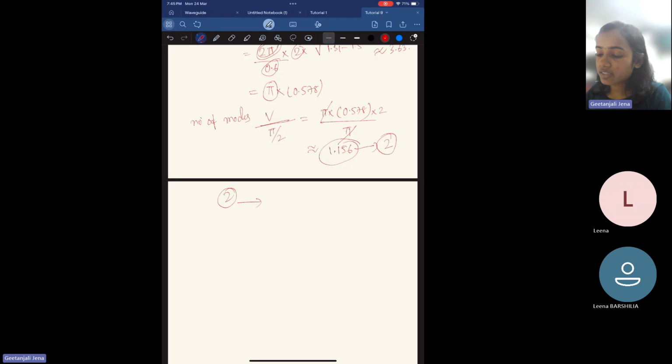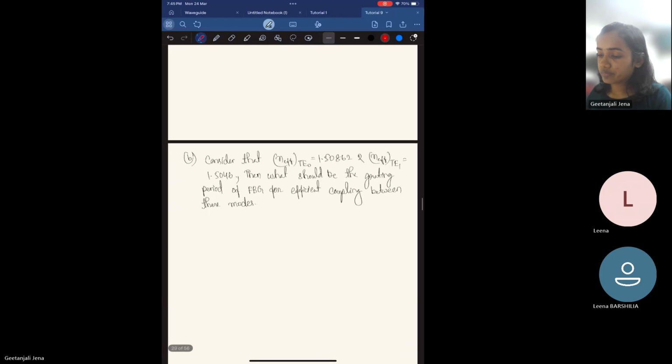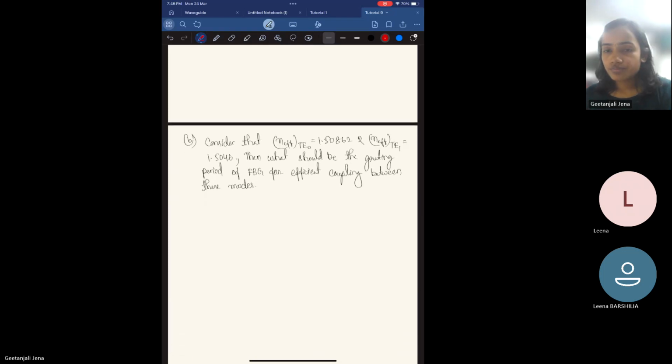And if you recall, 2 means the fundamental mode, TE0, will be guided, and the next higher order mode, TE1, will also be guided inside the planar waveguide. So is it clear? If it is clear, then we will move to the next part. Okay.